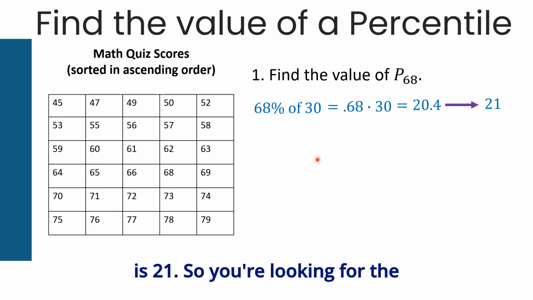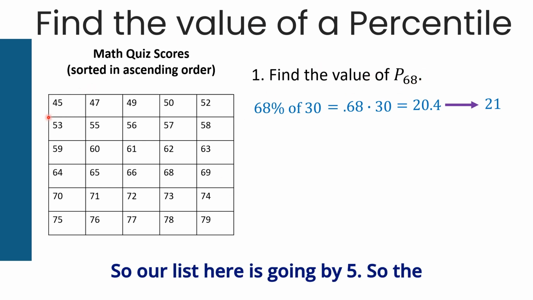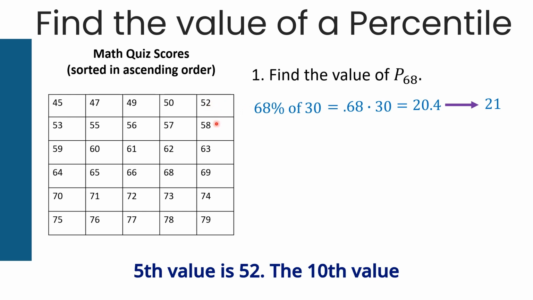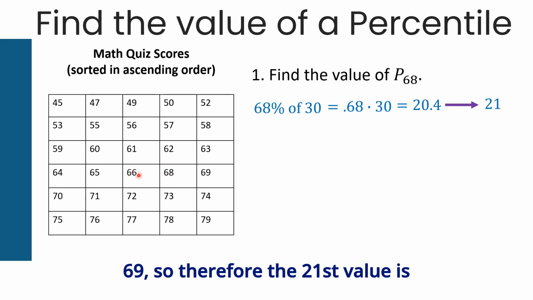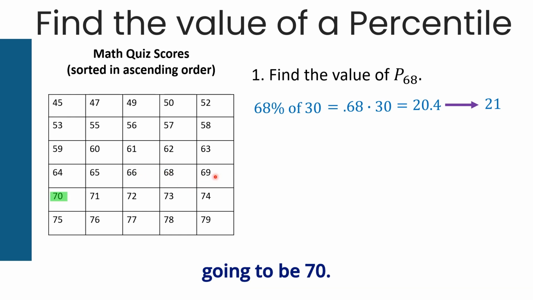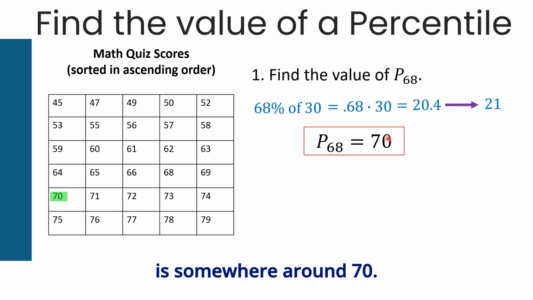So you're looking for the 21st value on this list to find the value for the 68th percentile. So our list here is going by 5. So the 5th value is 52. The 10th value is 58. The 15th value is 63. The 20th value is 69. So therefore, the 21st value is going to be 70. So this tells you that your actual score is somewhere around 70.